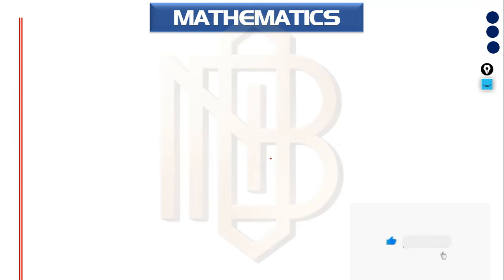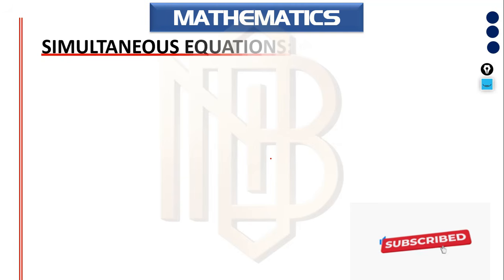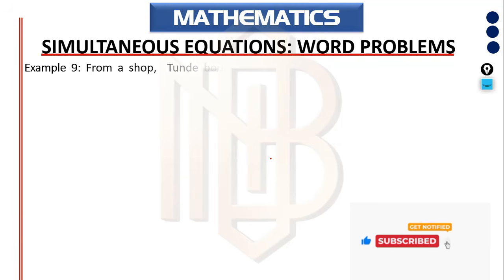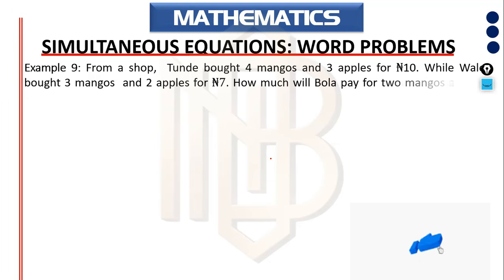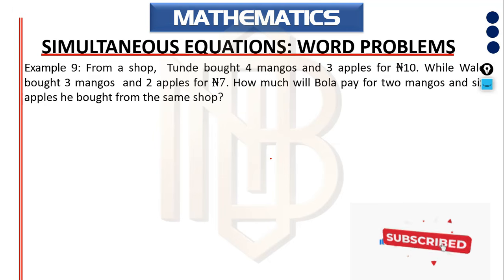Let's take a look at another question. Now, from a shop, Tunde bought 4 mangoes and 3 apples for 10 naira, while Wale bought 3 mangoes and 2 apples for 7 naira. How much will Bola pay for 2 mangoes and 6 apples bought from the shop?